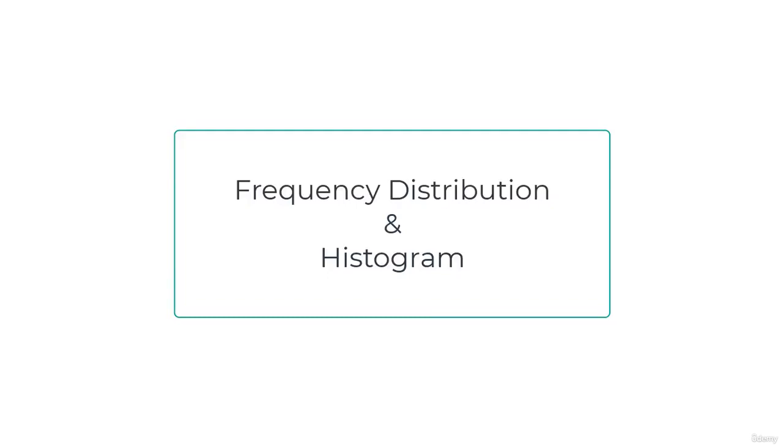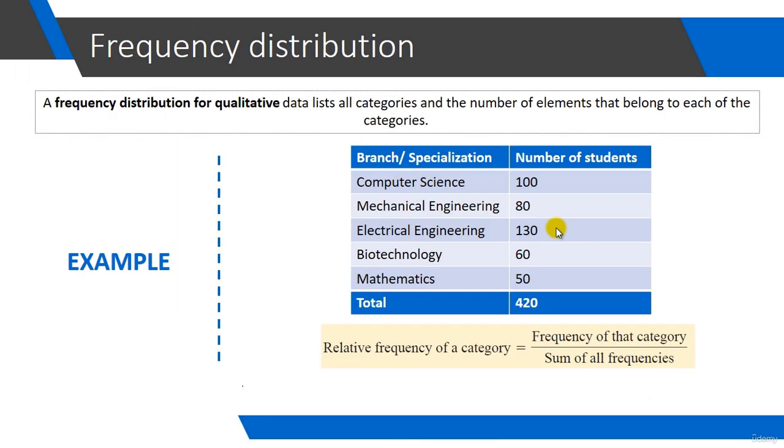In this video, we will learn about frequency distributions, and once we know about frequency distribution, we will learn how to draw a histogram. So when we are trying to draw a frequency distribution, we are basically trying to summarize the data so that we have different categories from that data and we assign the number of occurrences of each category in that data.